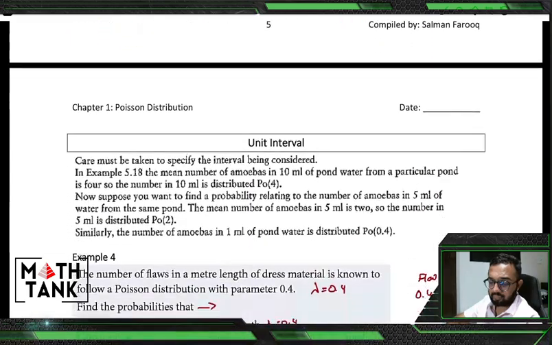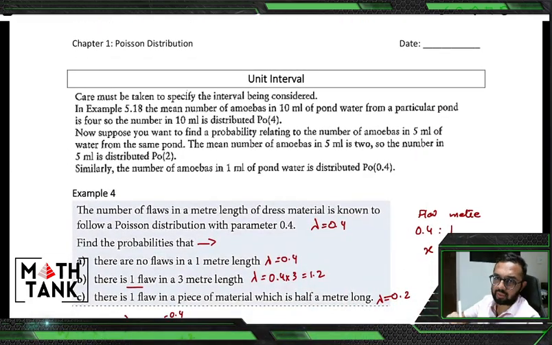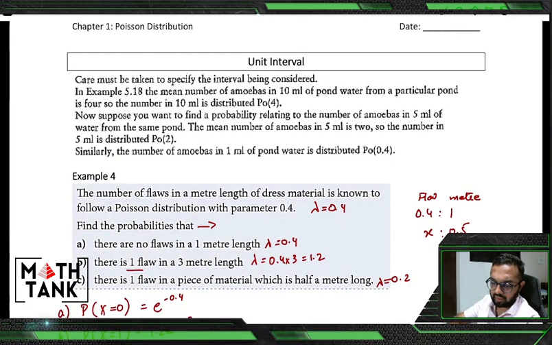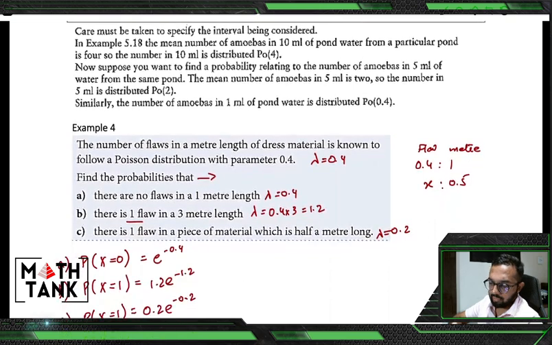That should help you get through this topic. Then what happens in a Poisson distribution is that I could change the interval. For example, if I tell you that the number of flaws in a meter length of dress, it's not necessary that all my questions will be about 1 meter lengths. They could be about 3 meter lengths, they could also be about half a meter length. So I will have to change my lambda accordingly. Now, in order to change lambda, it's a simple idea.